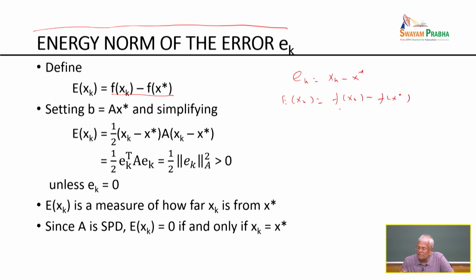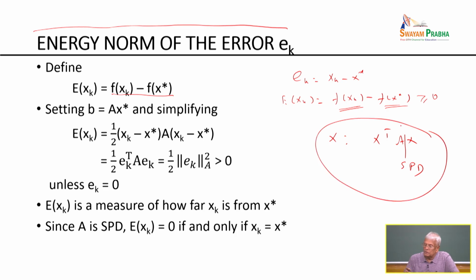What is this? This is the value of the function at the point xk, this is the value of the function at the minimum, and this is the difference. This is always greater than or equal to 0, because f of x star is the minimum, that is the lowest point. So, at any other point the value of the function is always above. So, E of xk is a positive quantity, and I can interpret this as energy. You remember that I have introduced the notion of the energy norm. If x is a vector, the energy norm of this is x transpose A x, where A is an SPD matrix. We saw this when we introduced the norms of vectors. So, this is called the energy norm. I am now going to show that E of x is the energy norm of Ek.